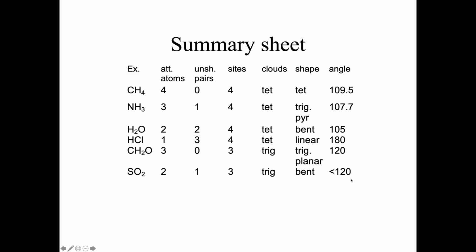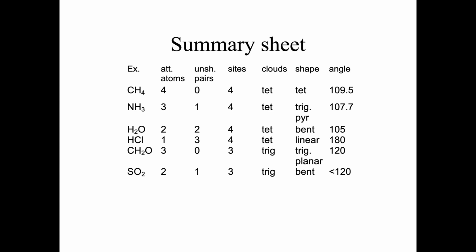Now, why is this more like 117, where this is 105? There's a couple of answers to that. One, if you look at water, water has 4 sites. Sulfur dioxide only has 3. 4 things are going to have to be closer together than 3 things. Within the same space, it's going to be more crowded, so they're going to be closer together. That's one reason. Another reason is water has 2 unshared pairs pushing the bonds closer together. This only has 1. But the bottom line, they're both called bent. They're just, the water's more bent.